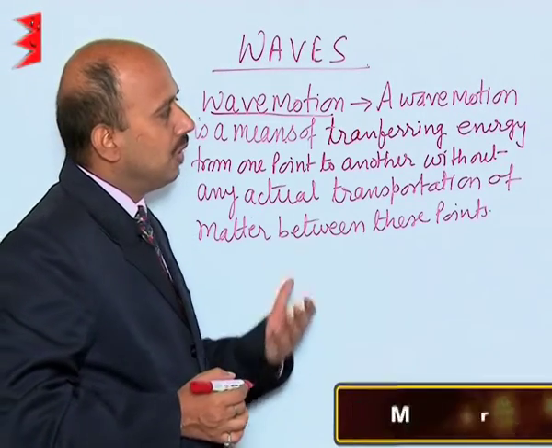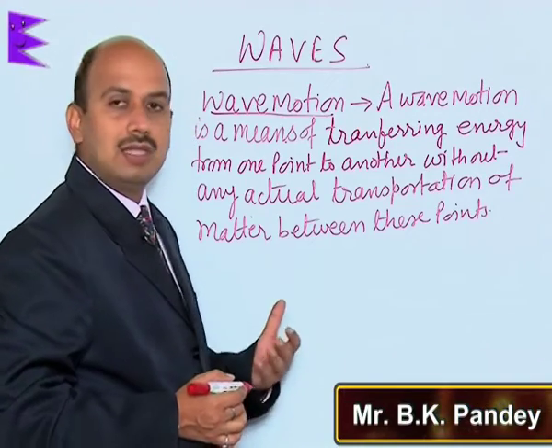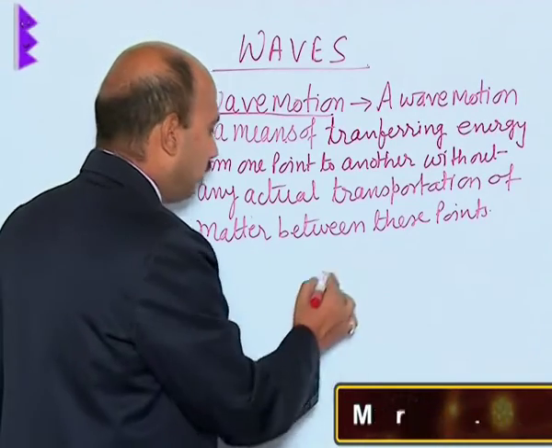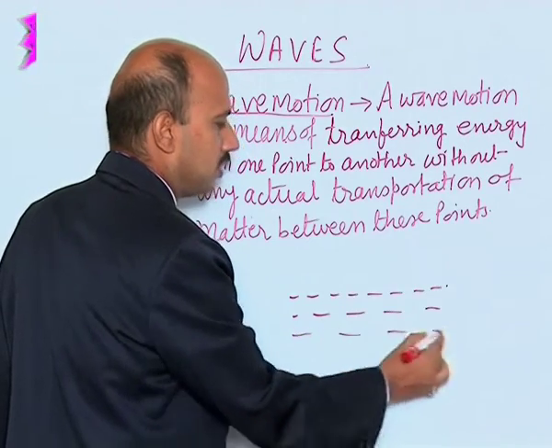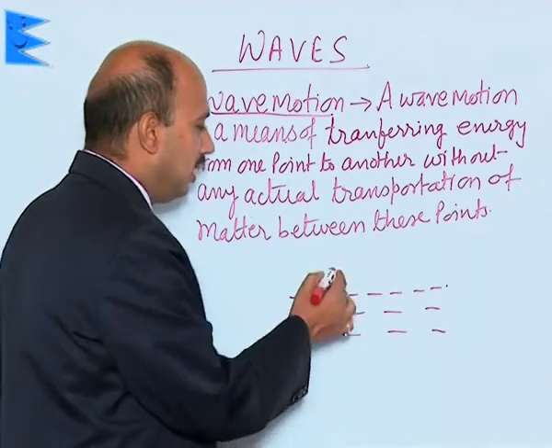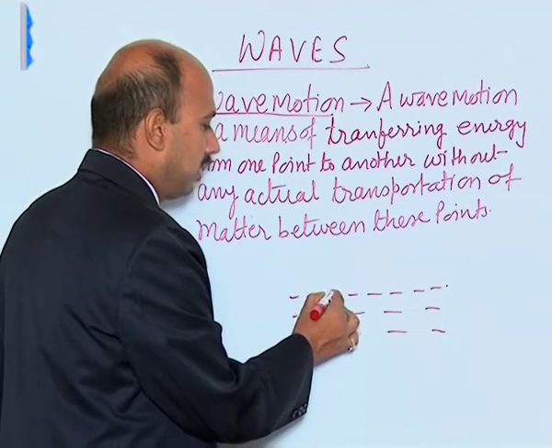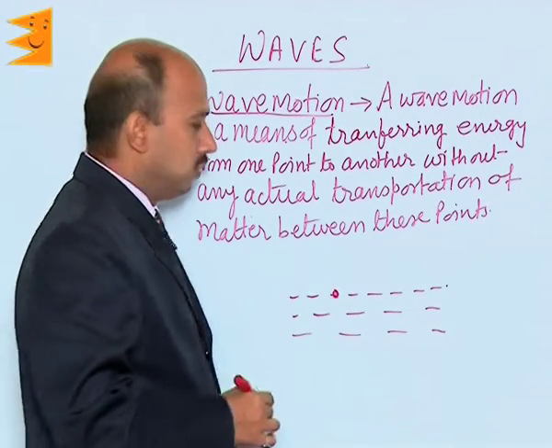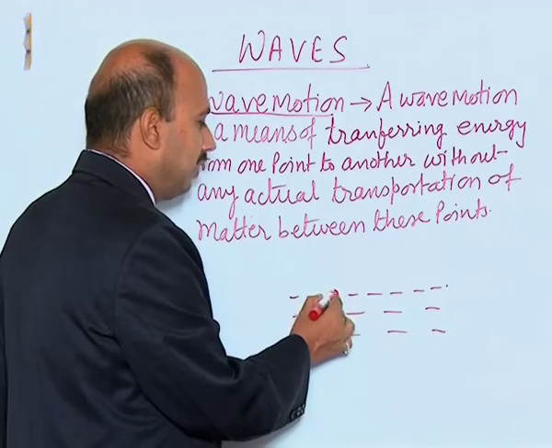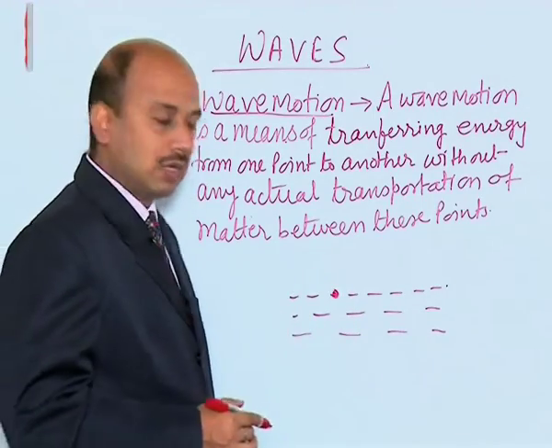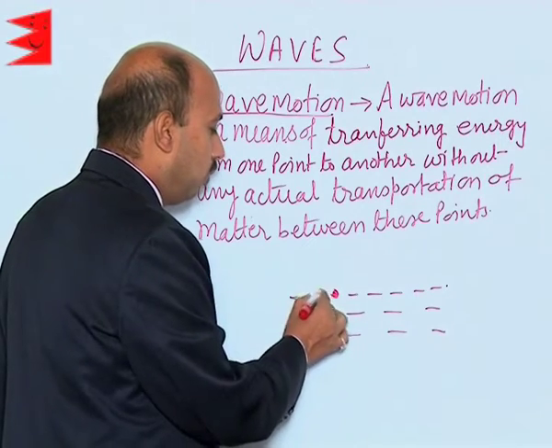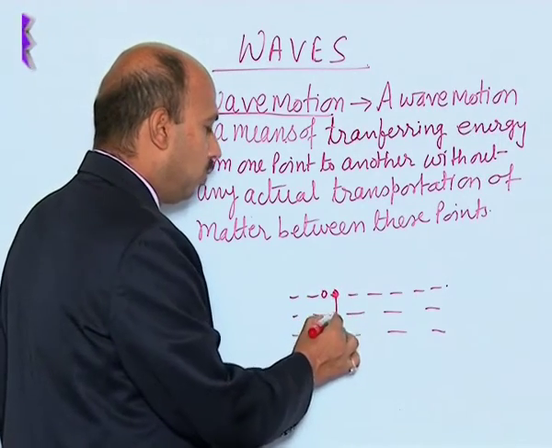Now, here we can understand this one by taking the example of the water. Suppose this is the surface of water. Now, there is one molecule at this point here. Suppose when energy is given to this molecule, or you can say a stone is dropped here. So, this molecule, this O is the mean position, this molecule goes down.